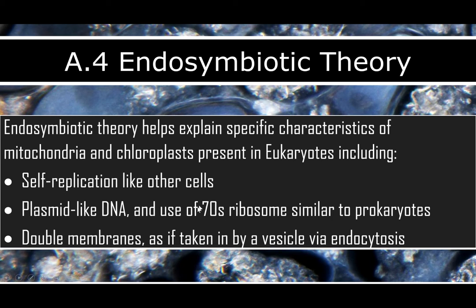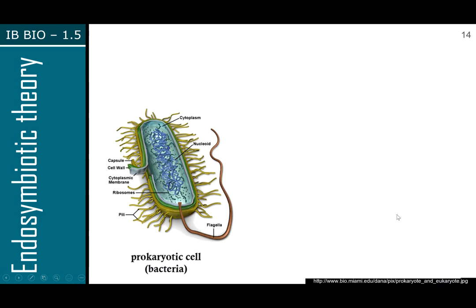Now, we also know that chloroplasts and mitochondria use a 70S ribosome instead of the 80S ribosome that you see in regular eukaryotes. So that means your cells have 80S ribosomes. Your cells also have mitochondria. Inside that mitochondria, there are 70S ribosomes, which is a good indication that mitochondria used to be its own prokaryote. Now, they also have double membranes, meaning they were taken in by a vesicle via endocytosis, and then that vesicle membrane just stayed. So let's talk about that in a little more detail.